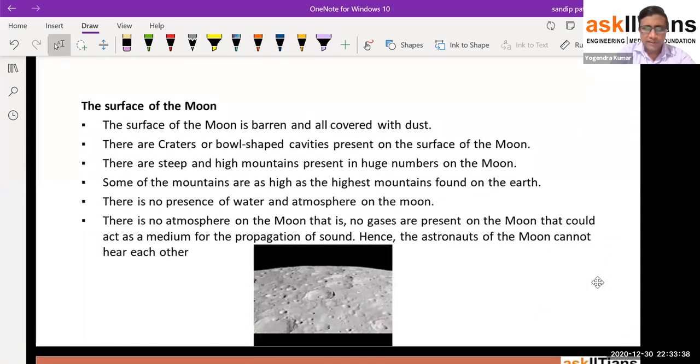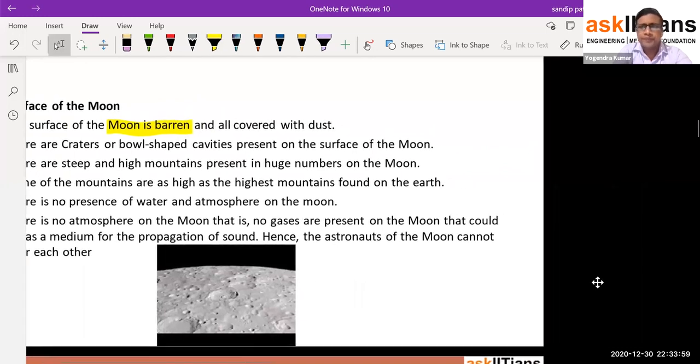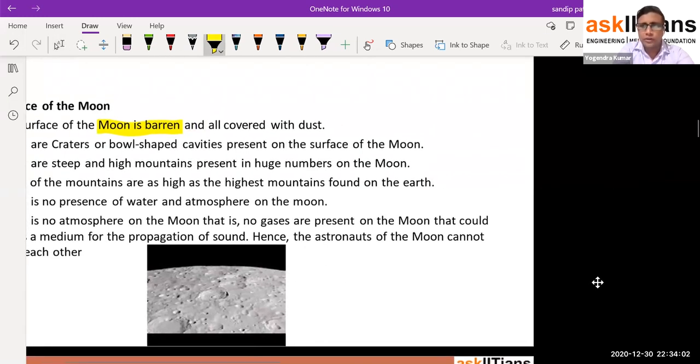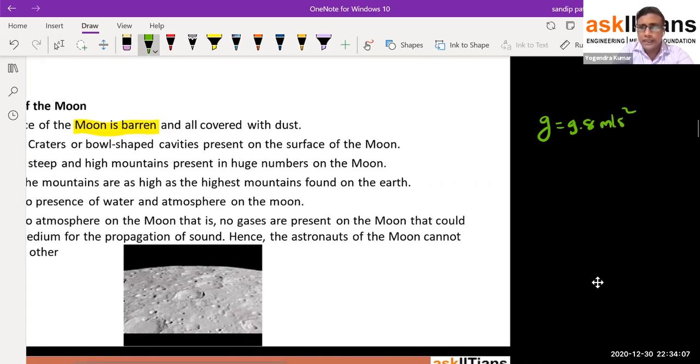Now let's talk about the surface of the moon. As we already know, man has already conquered the moon, meaning humans have gone to the moon. We know a lot of things about the moon, right? So the moon is barren. Barren means we cannot grow any food there. It is covered with dust. Gravity, we know gravity, right? Earth has some gravity. What is the value of gravity? Anybody know? Yes, g is equal to 9.8 meters per second squared. On the moon, gravity is 1/6 of this, 1/6 of 9.8.